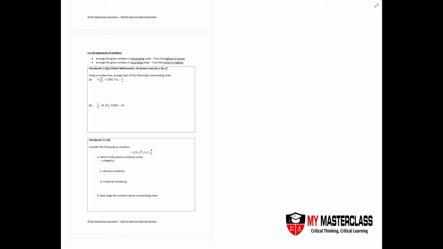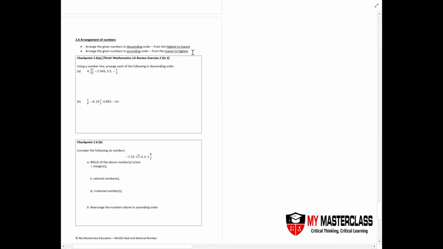Now, in the chapter of real and rational numbers, you will also be asked to do arrangement of numbers. So let's go through a little bit of what arrangement of numbers is.